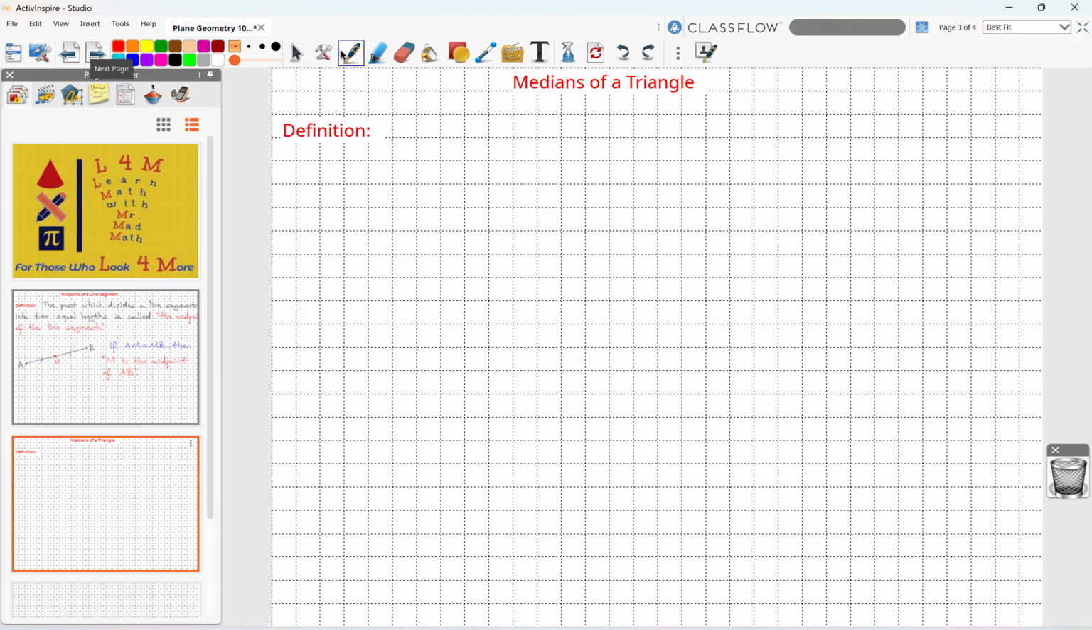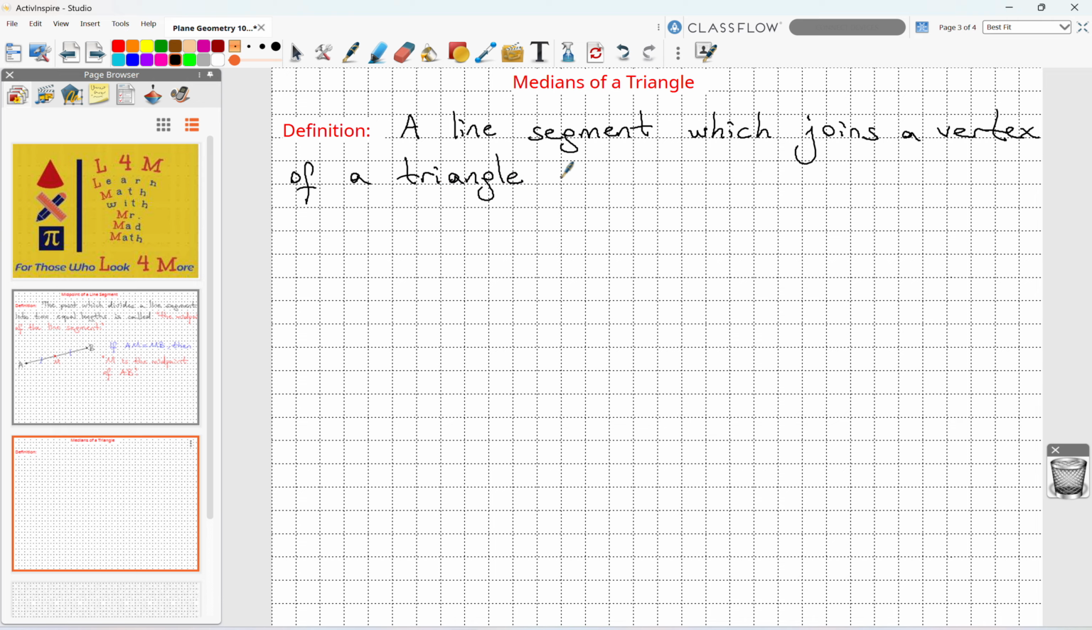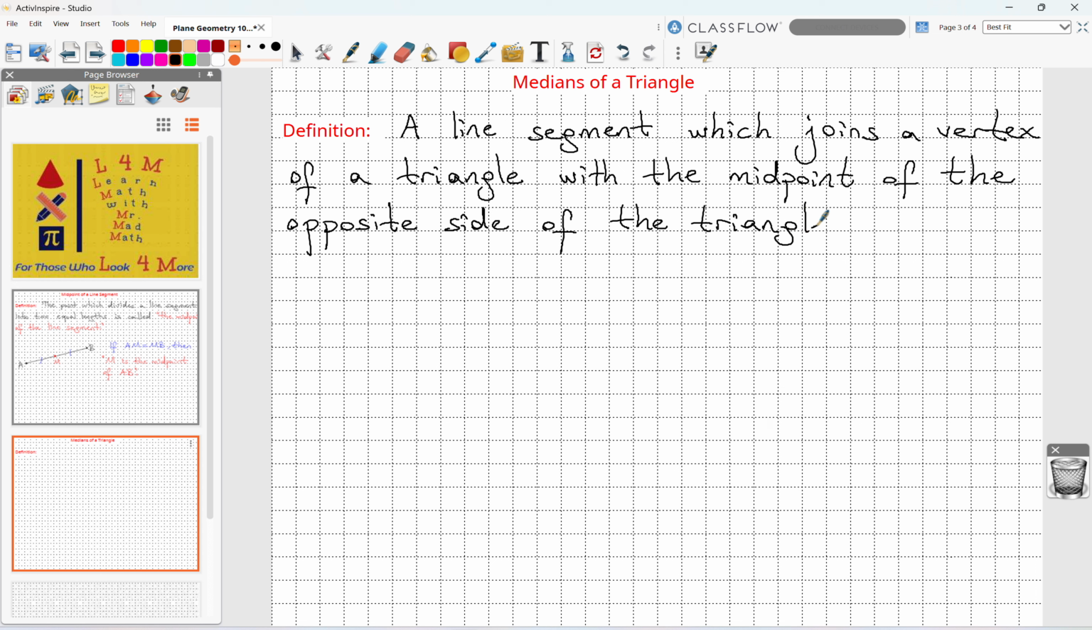What about medians of a triangle? Definition: a line segment which joins a vertex of a triangle with the midpoint of the opposite side of the triangle is called the median of that side of the triangle.